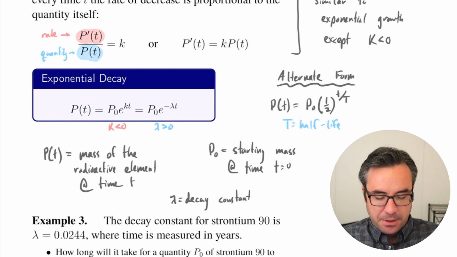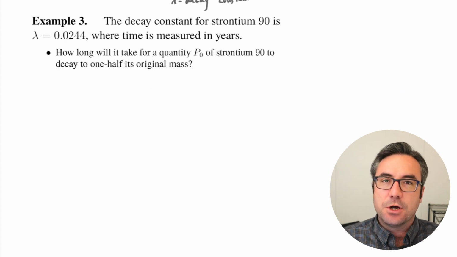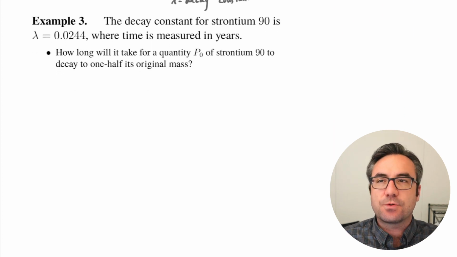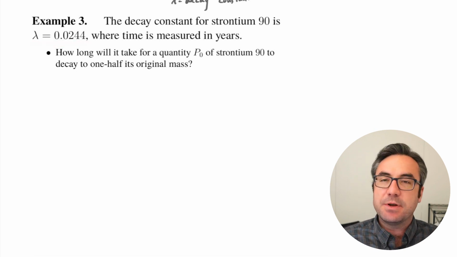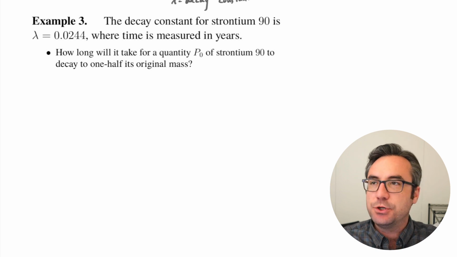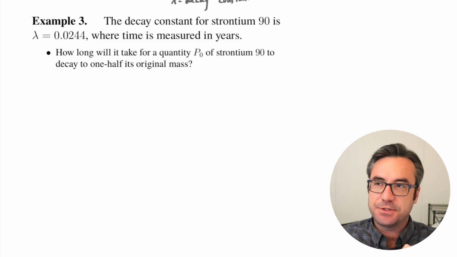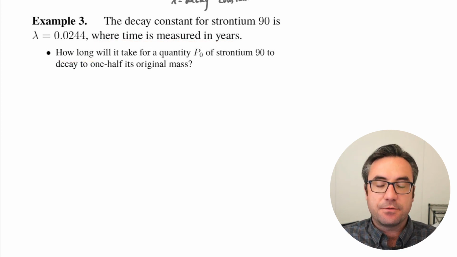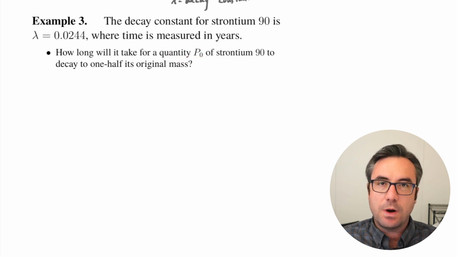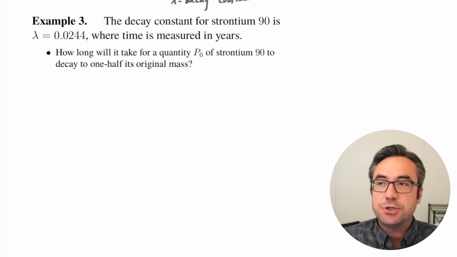All right, so let's try an example here. We're going to look at example 3. The decay constant for strontium-90 is given by lambda equal to 0.0244, and time is being measured in years. We want to know how long it's going to take for some starting quantity P0 of strontium-90 to decay to 1/2 its mass.